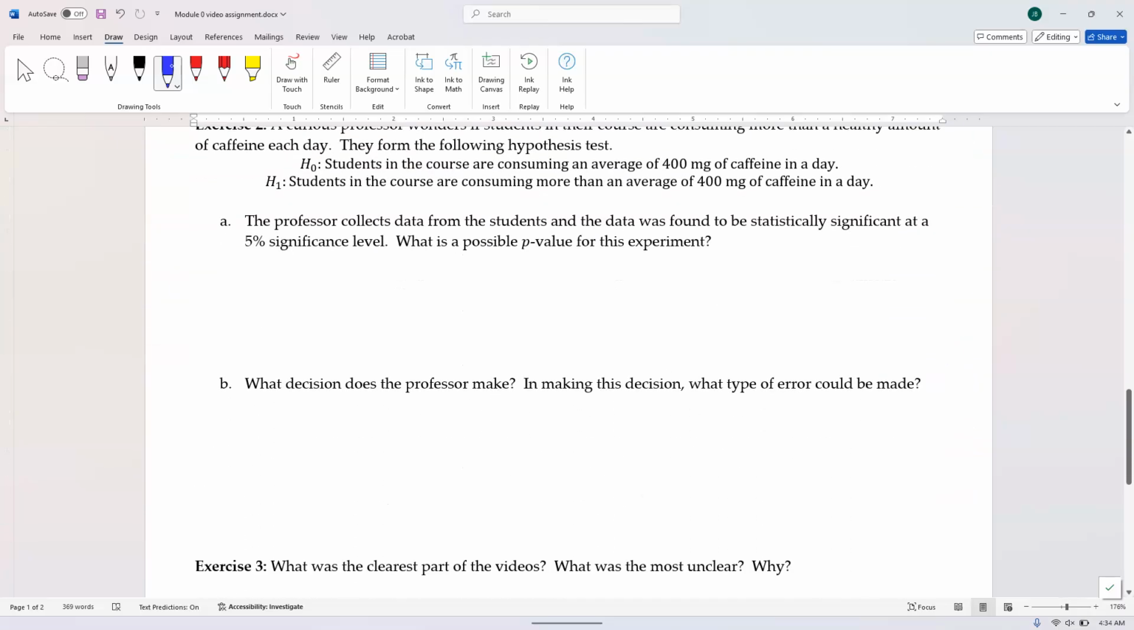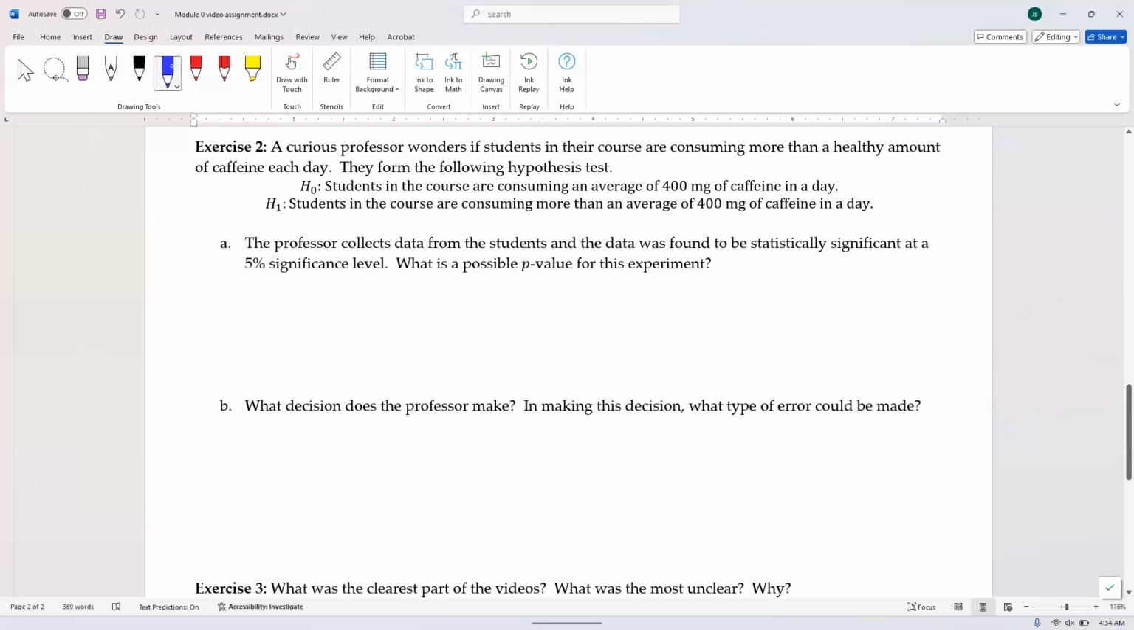On to number 2. Okay, a curious professor wonders if students in their course are consuming more than a healthy amount of caffeine each day. That could be me, that professor that is wondering about this. And so we do this form of the hypothesis test. So consuming an average of 400 milligrams of caffeine in a day, right? So that's the null. And then the alternative is that students in the course are consuming more than that, right? So if I were to write this out in symbols, I might do something like H0: mu is equal to 400, and HA or H1, depending on which notation you prefer, mu is greater than 400.